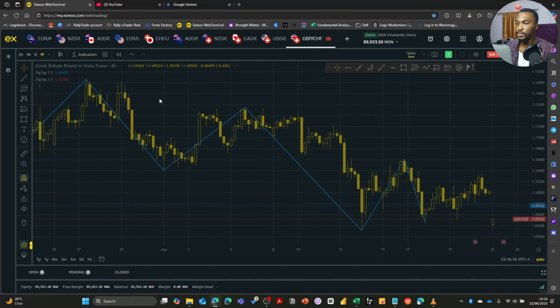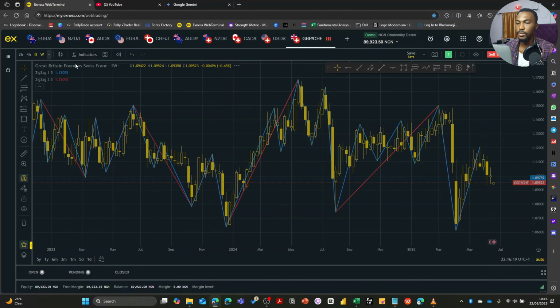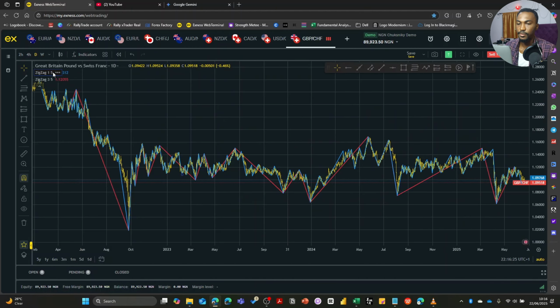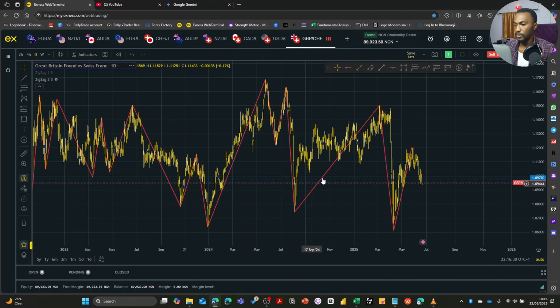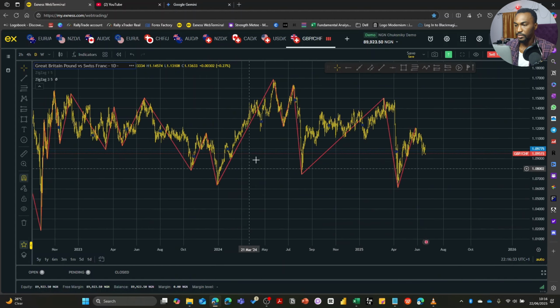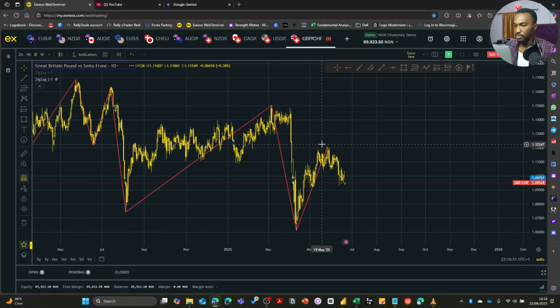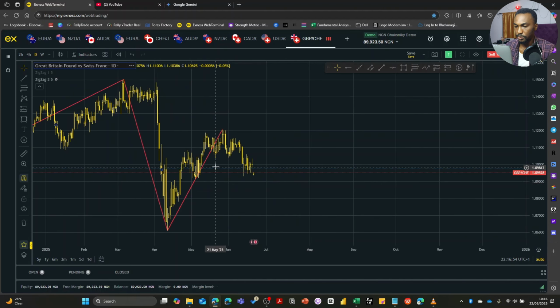Let's go on to the British pound against the Swiss franc. We are going to be looking first and foremost at the red. The red marker is the higher time frame. The red says it's in a downtrend. Why did I say it's a downtrend? Okay, so let's start with this higher high, lower low, higher low, lower low, higher low, lower low. This looks like a higher low, and it's most likely going to print higher lows.